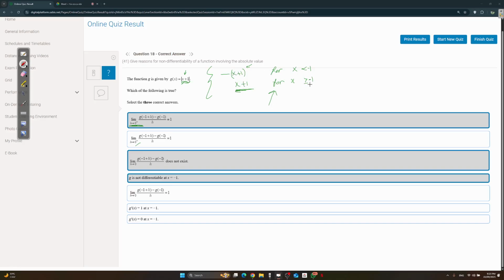How do you know if it's less than negative 1, greater than or equal to negative 1, whatever? It's from the vertex here. If it's 1, then you put negative 1. If it's 2, you put negative 2. It doesn't matter, but that's the point.